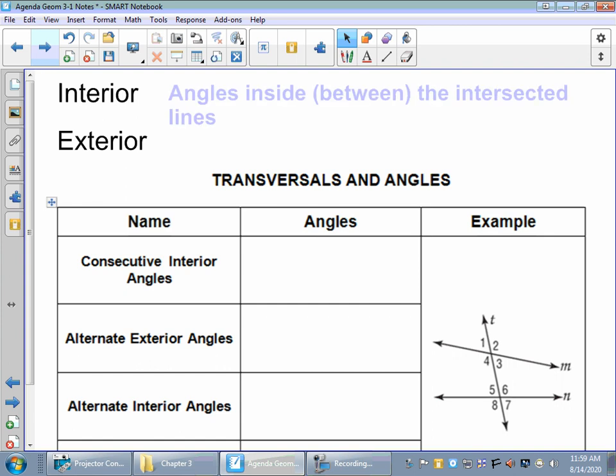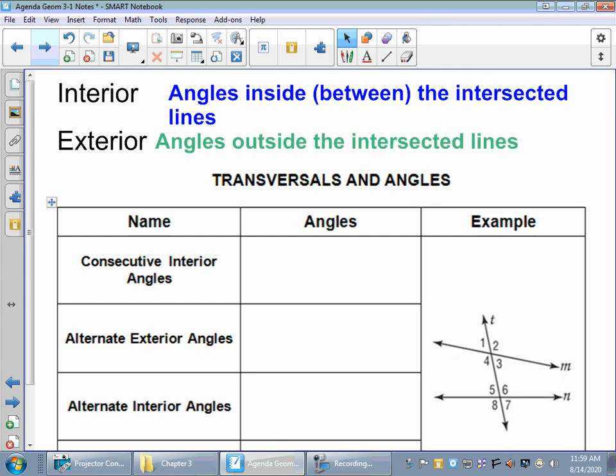Interior, kind of like angles and points inside the angles, it's going to be an angle inside the intersected lines or between the intersected lines. Okay? And exterior is going to be on the outside. It's going to be angles that are outside of the intersected lines. So that's interior and exterior.